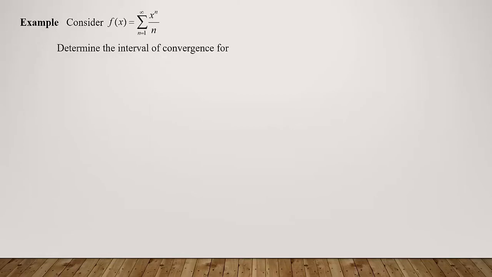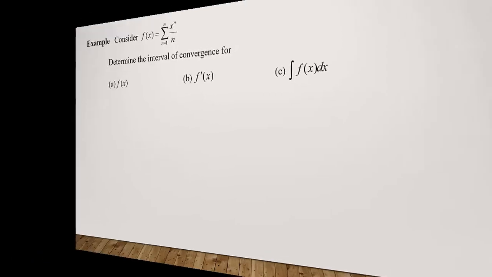We're going to determine the interval of convergence for f, in part B, f prime, and in part C, the integral of f of x dx. So we'll not only do the interval of convergence for each, but we're going to come up with the series notation for each of them. So, you know what? Let's head off to the chalkboard and crank through this example.